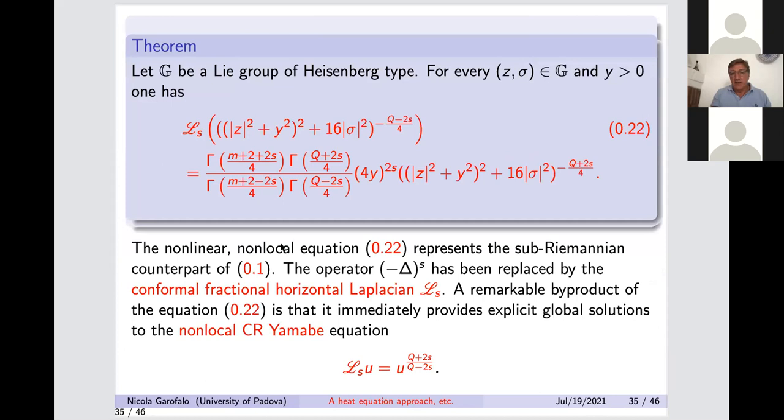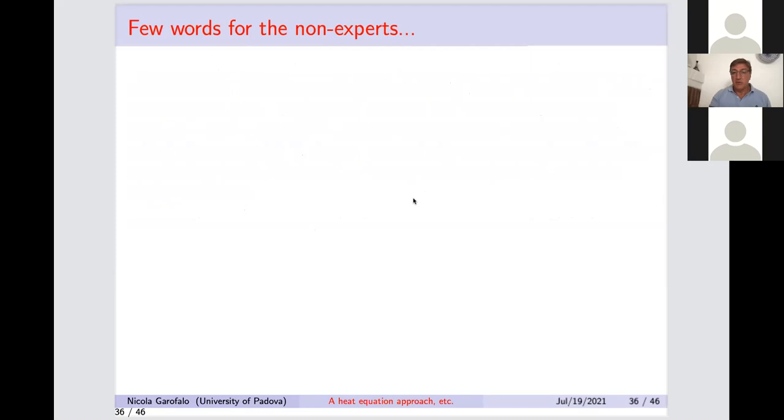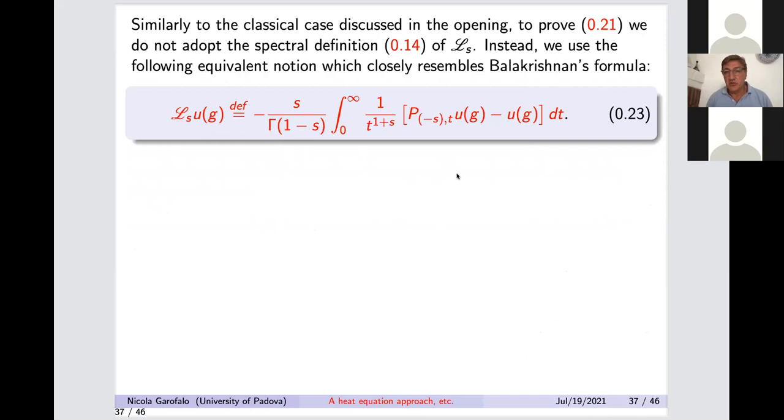So then we have theorem number 3 that says that L^s, and again, I have to tell you what I mean by that, applied to this function, produces this function here. And this is the conformal CR geometry equivalent of the little intertwining formula I started from in the classical case. And so you immediately get solutions of the fractional CR Yamabe equation, where now the relevant pseudo-differential operator on the left-hand side is this L^s. Well, I will skip a few words for the non-expert, where this y squared comes in here; it has to do with conformal geometry, the Cayley transform, and so on and so forth. So I will skip this, and let me go now to the definition of L^s, which I will adopt.